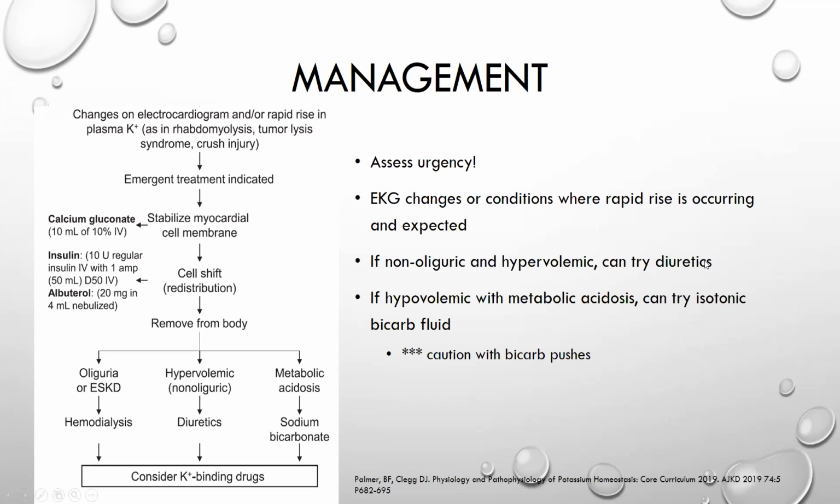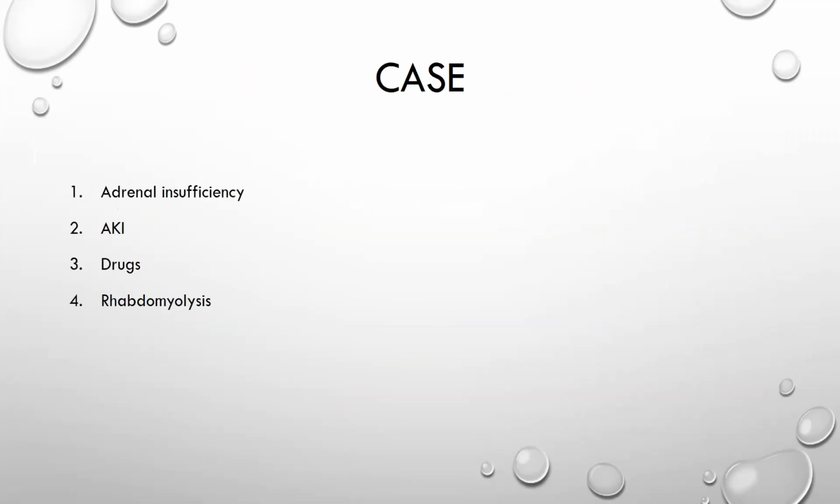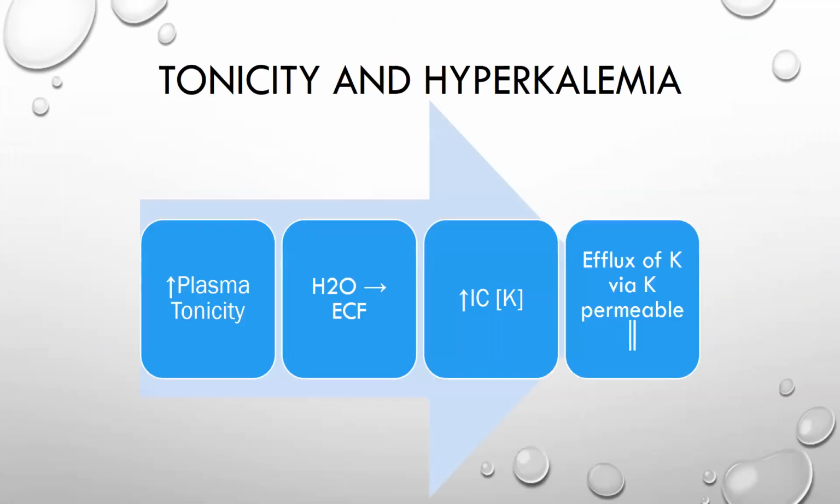Does anyone know why, in trying to correct hyperkalemia with metabolic acidosis, we want to avoid bicarb pushes? Because of tonicity, right? Bicarb pushes are super hypertonic, and then you get this phenomenon going on. Then you're back to square one.